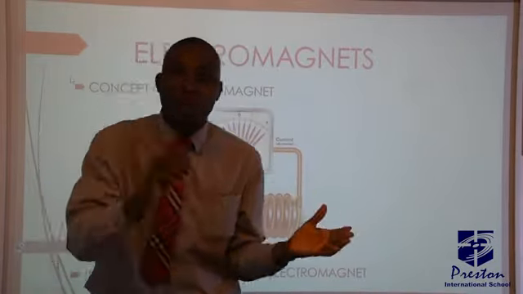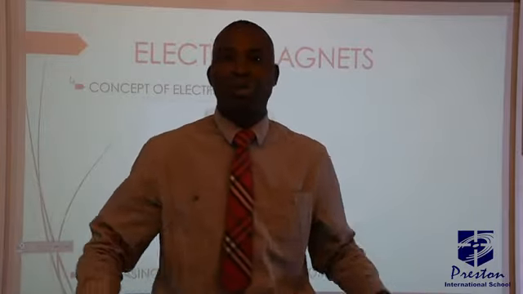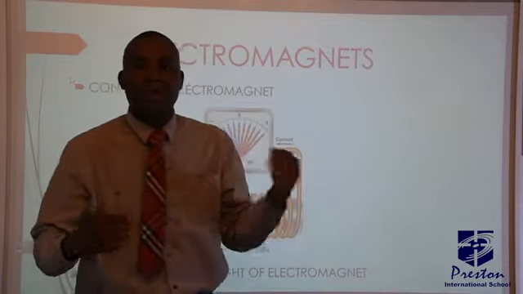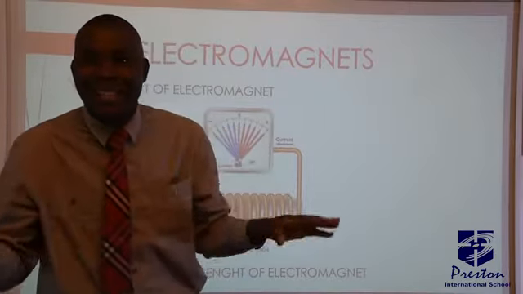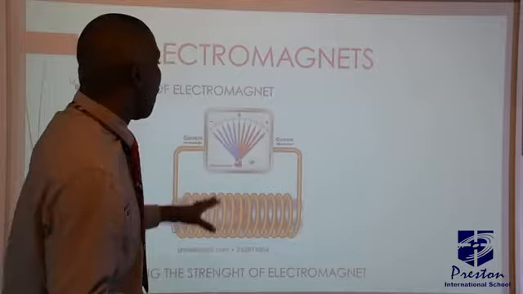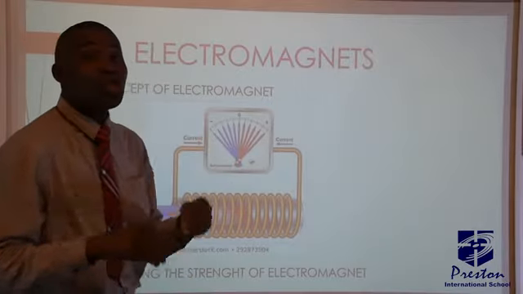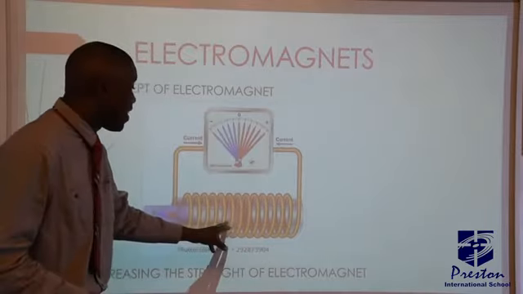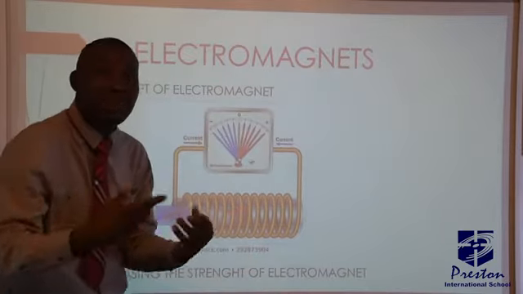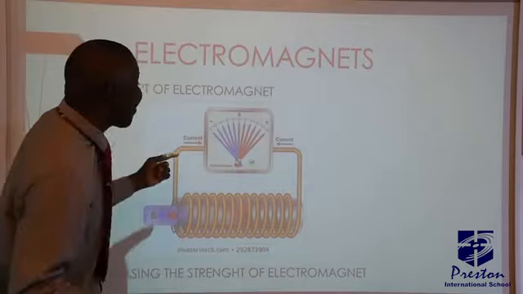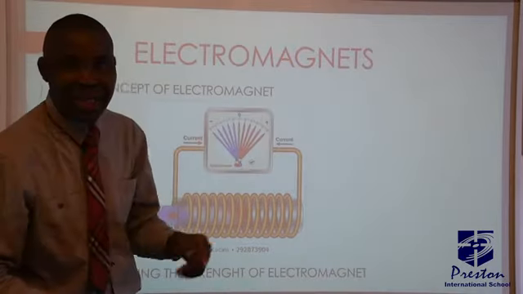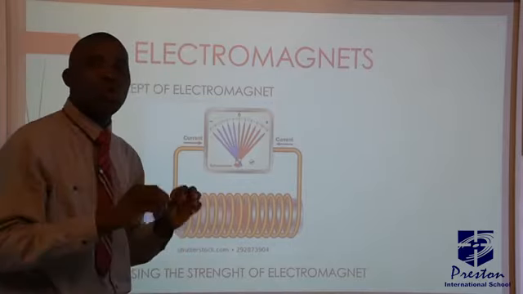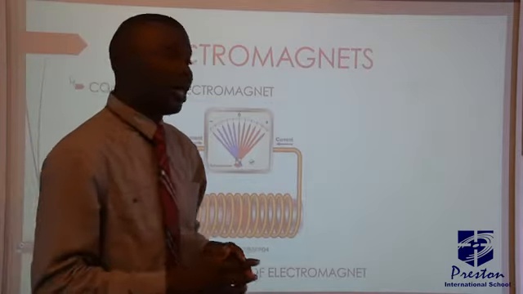Electricity is supplied into a metal and the metal becomes magnetic. When the electricity stops, when the current stops flowing, the metal loses its magnetic property. Now we call it what? Electromagnet. The strength of that electromagnet can be increased three ways: number one, by increasing the number of coils around that metal, number two, by increasing the amount of current passing through the metal, and number three, by using soft iron. By so doing, you increase the strength of that magnet.